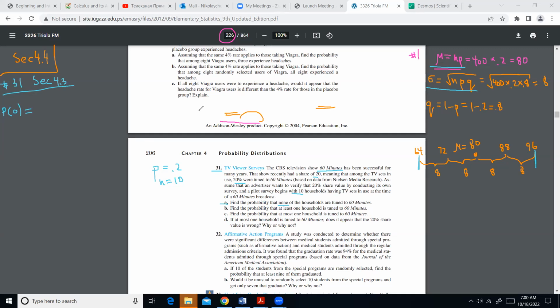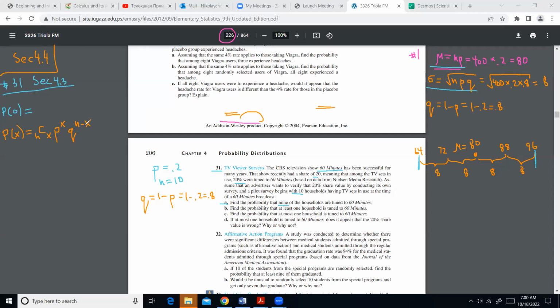And to be able to find such a probability, I need to recall the formula that we used in that section. It's P of X, which is combinations N choose X multiplied by P raised to the power of X, and also multiplied by Q raised to the power of N minus X. So it looks like I need to know Q, the complement of P, which is 1 minus P, right? So this is going to be 0.8, just like in the previous example, a very popular value.